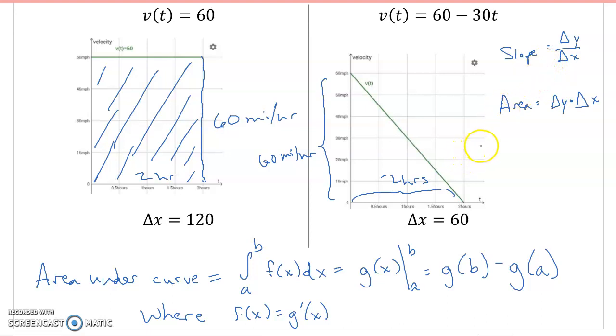Derivatives and integrals are also inverses of one another. So if you think about it as a reversing process, which is exactly what integration is, then hopefully that makes a little bit of sense, and we can kind of start making those connections between derivatives and integrals and their applications.